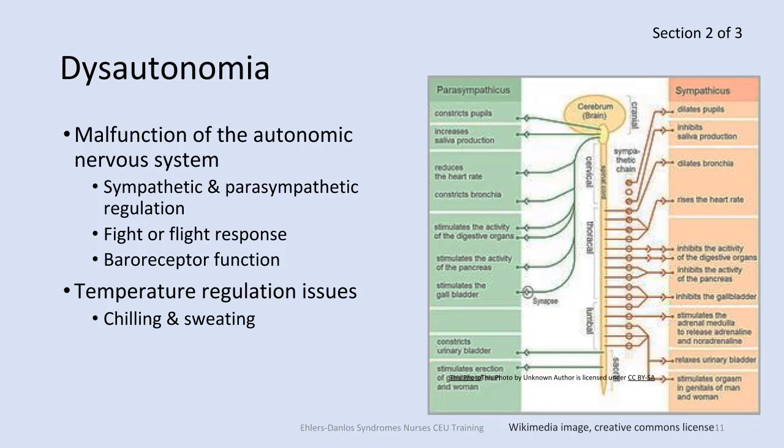Just a quick review of the nervous system. It is divided into the central, which is the brain and spinal cord, and the peripheral systems. The peripheral system is then divided into the somatic and autonomic system, and it's the autonomic system that malfunctions in EDS. So the autonomic system is divided into the sympathetic, which is the fight or flight system, and the parasympathetic, which is the rest or digest system.